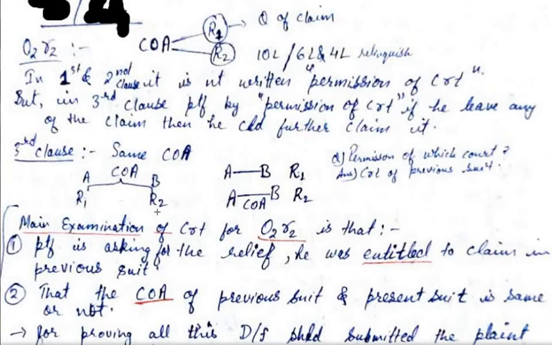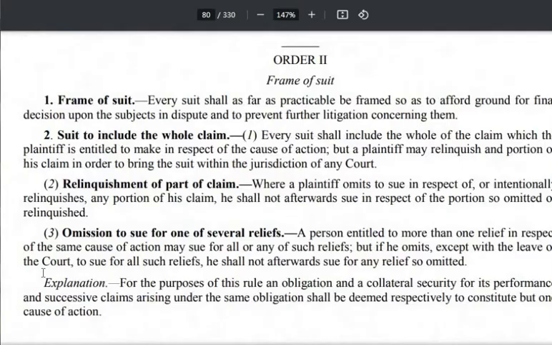That I shall be allowed to file the suit again for the relinquished deed. तब तो allowed है, otherwise it is not allowed. So if you read that again, a person entitled to more than one relief in respect of the same cause of action may sue for all or any of such reliefs, but if he omits, except with the leave of the court, to sue for all such reliefs, he shall not afterwards sue for any relief so omitted.